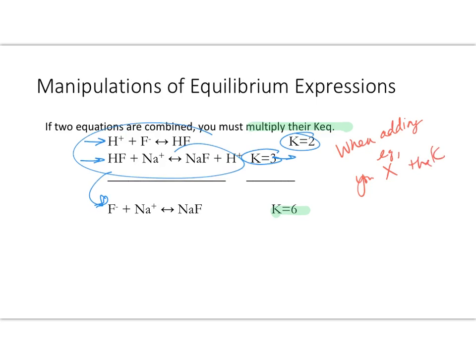Now, you could be asked to do a combination of any of these things, and some of the homework problems have that. You might be asked to do the reverse reaction and then double the coefficients. What would that do to K? What I would recommend that you do in those cases when it's multiple manipulations in one problem is do each step independently. Find, if it's reversed, find the reciprocal of K first.